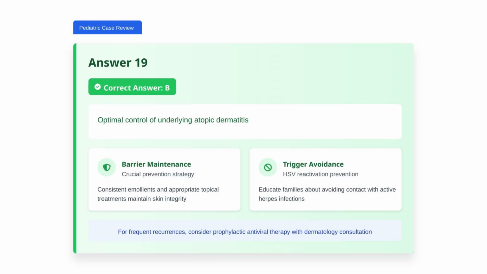This includes consistent use of appropriate emollients, proper topical anti-inflammatory treatments, and trigger avoidance to maintain skin barrier integrity. Patients and families should be educated about avoiding contact with individuals who have active herpes simplex infections. For children with frequent recurrences, prophylactic antiviral therapy may be considered in consultation with dermatology.